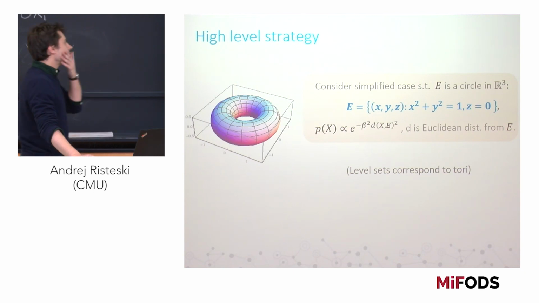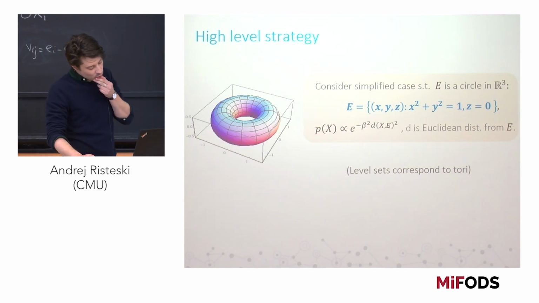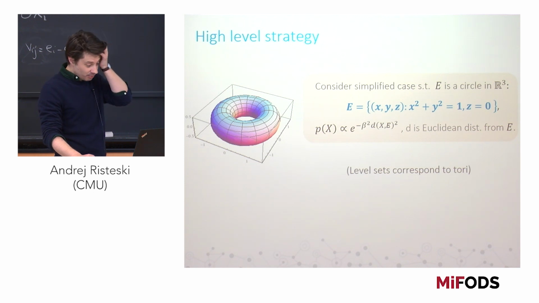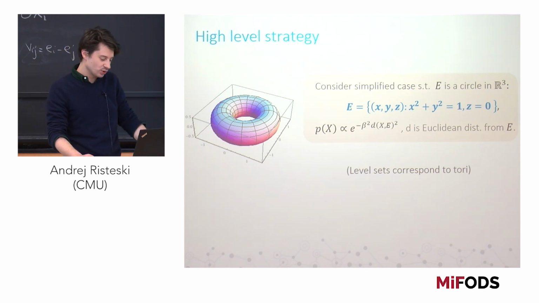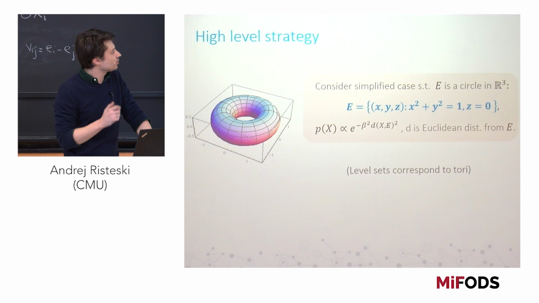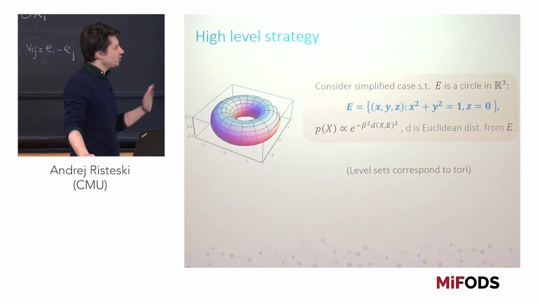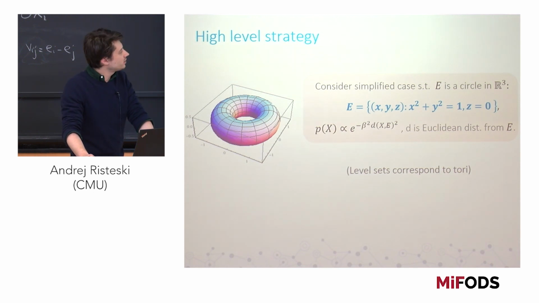Okay, so let me tell you what the high-level strategy is. And the way that I'm going to explain it is by looking at a much simplified case, which nevertheless captures most of the ideas. The simplified case is where I'm going to think of my manifold of optima as just being a circle embedded in 3D. So it just looks like x squared plus y squared is equal to 1, and z is equal to 0, and I'm going to think of my distribution that I'm trying to sample from as just being p of x proportional to e to the minus some scaling factor times the distance of the point from the manifold, which is here the circle. And in particular, if you want to imagine what this distribution looks like, the level sets of this distribution look like toruses, or tori, sorry.